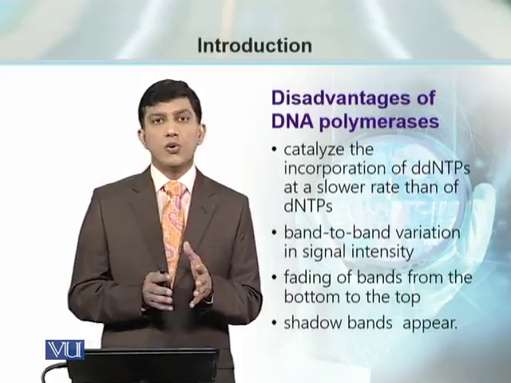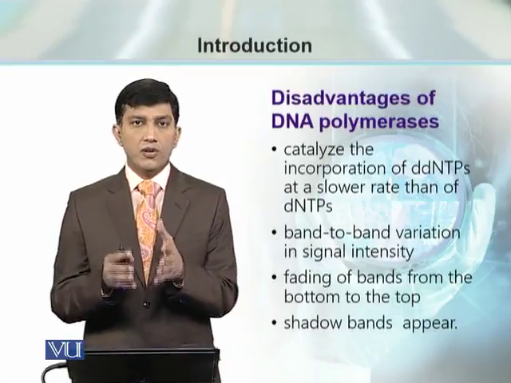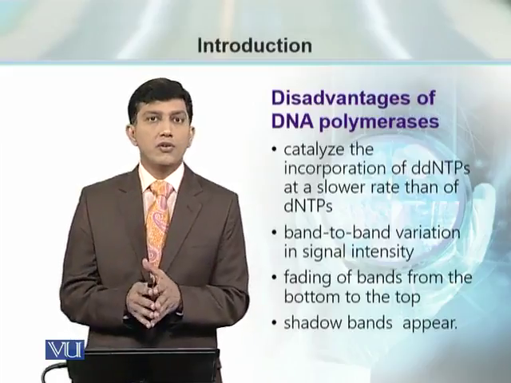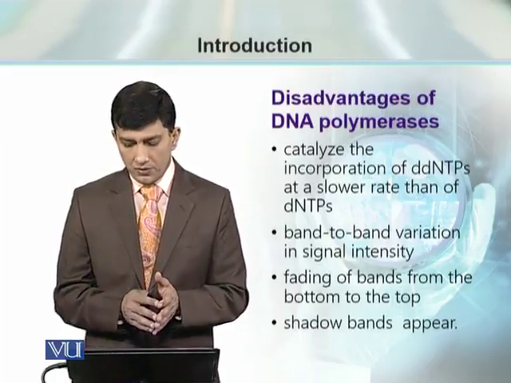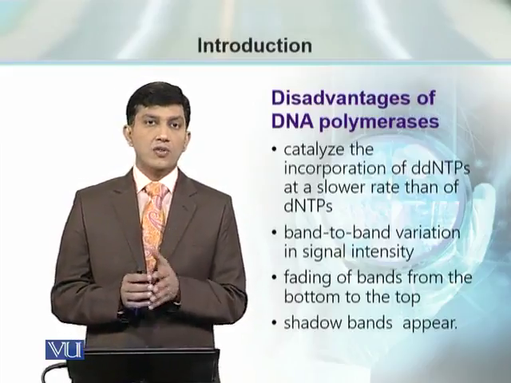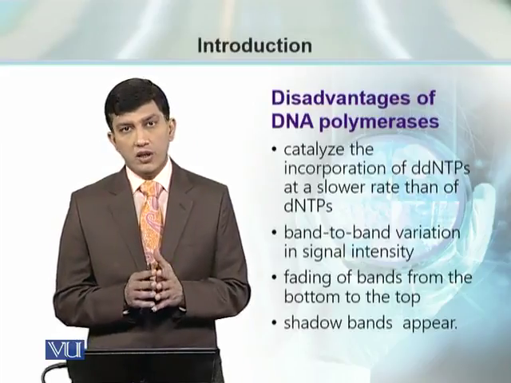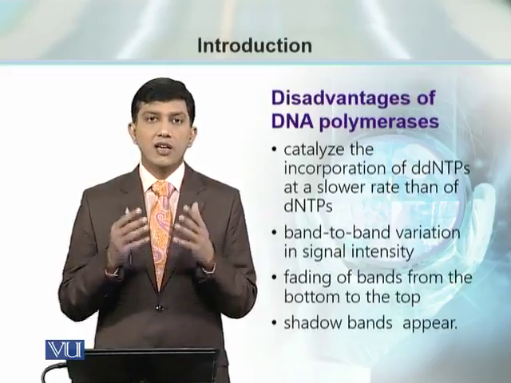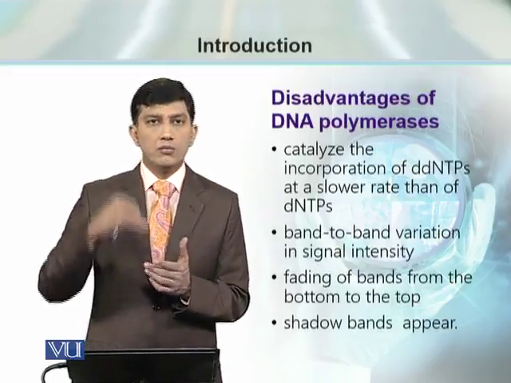At the same time, there are some disadvantages of Taq DNA polymerase, like it catalyzes the incorporation of dideoxynucleotide triphosphates at a slow rate. Polymerization of ddNTPs is slow as compared to the polymerization of normal dNTPs. Then there are visible band-to-band variations. The fading of bands is visible from bottom to top.